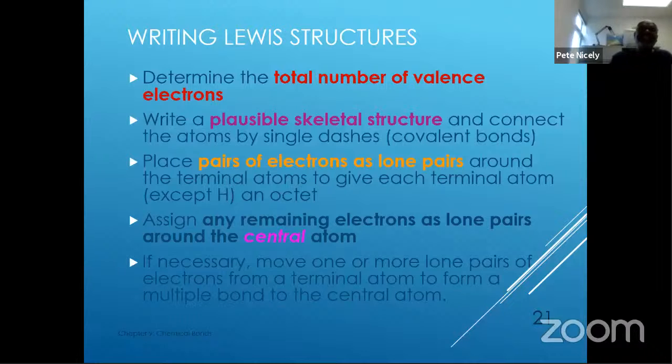And then it says in the next step, if necessary, move 1 or more lone pairs of electrons from a terminal atom to form a multiple bond to the central atom. So these are the general steps involved. And as I said before, we're going to do a couple of examples so that you can see how these steps actually work. And also the fact that there's some other steps involved along with the steps that are outlined here. And I'm going to get into that when we actually do the examples, all right?